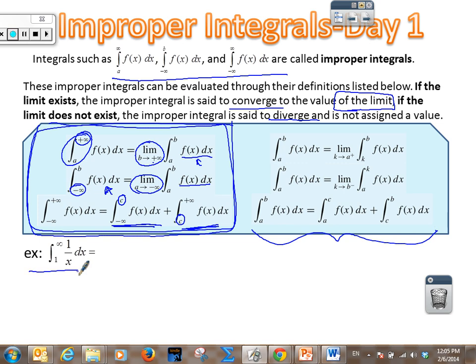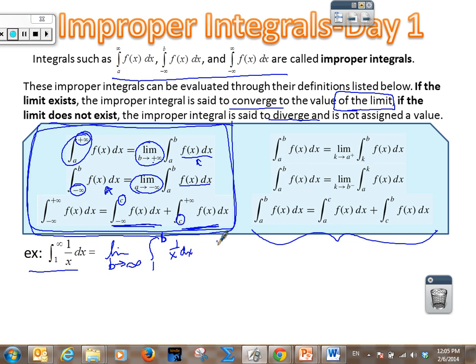Let's go ahead and start that one. We see that it's improper. We're going to use our definition to rewrite it. So we're going to turn this into the limit as b goes to infinity of the integral from 1 to b of 1 over x dx. So my first task is simply using the definition to rewrite it.